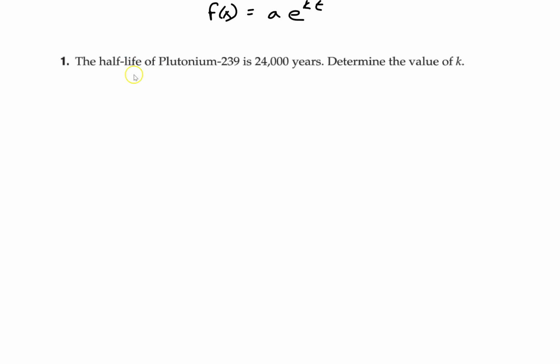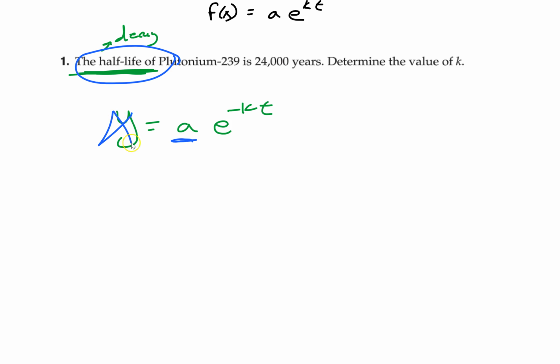First one: the half-life of plutonium-239 is 24,000 years. A different value of k. A couple things going on with this. When they say half-life, that means how long until you get half of what you started with, right? So this is a decay function. We're going to start like this. Negative is decay. Now, very importantly, it said half-life. That means A is your initial amount, and I want how long it takes to get half of that.